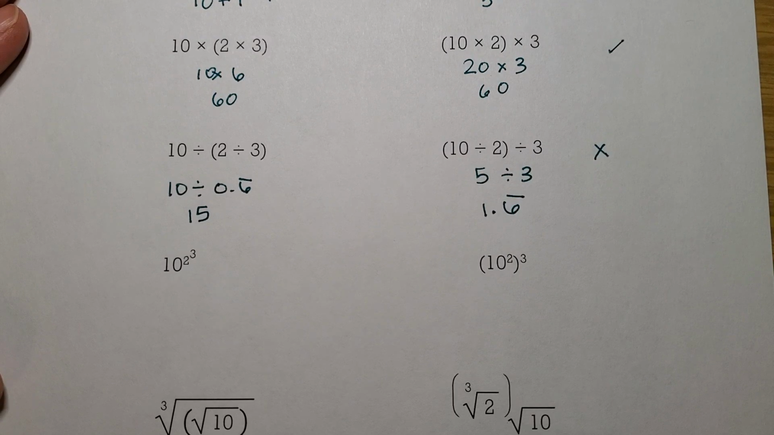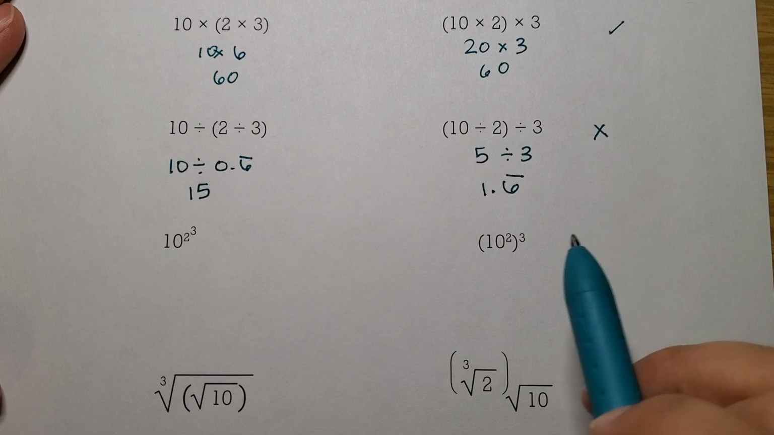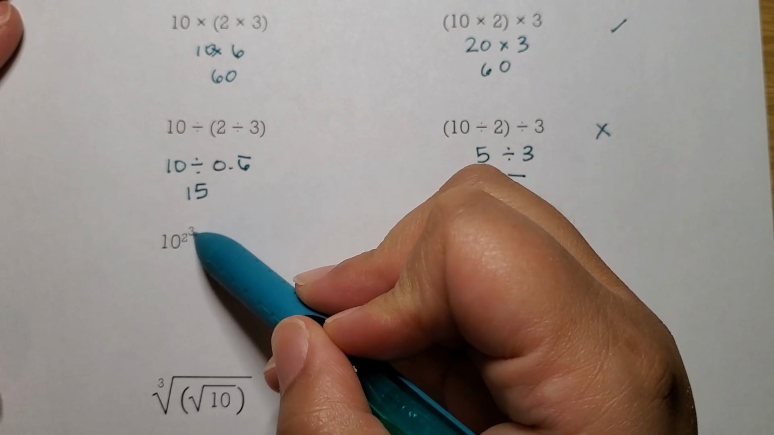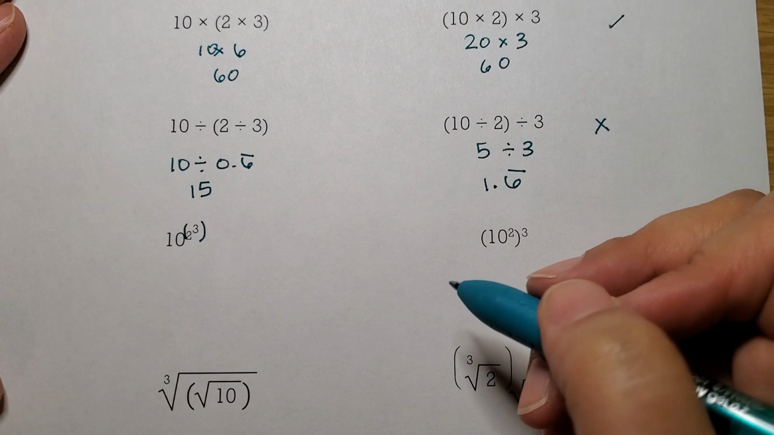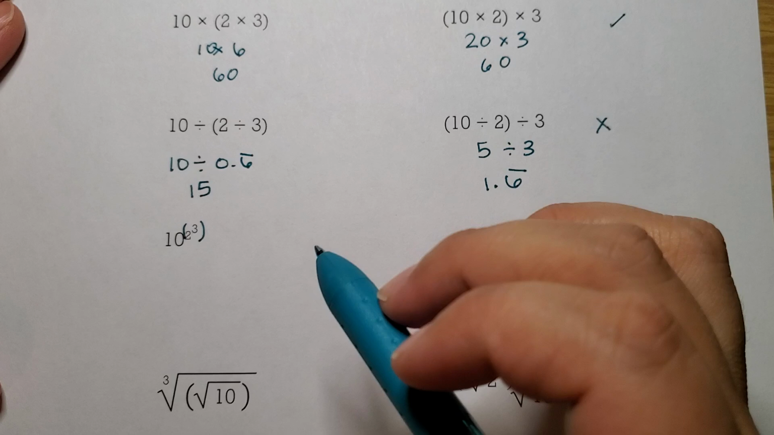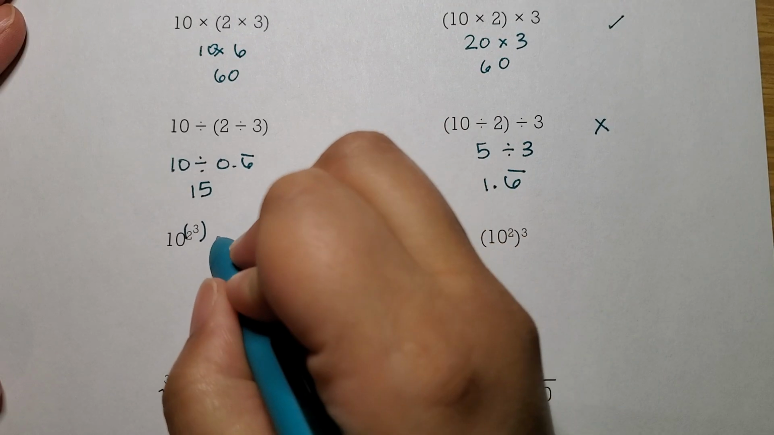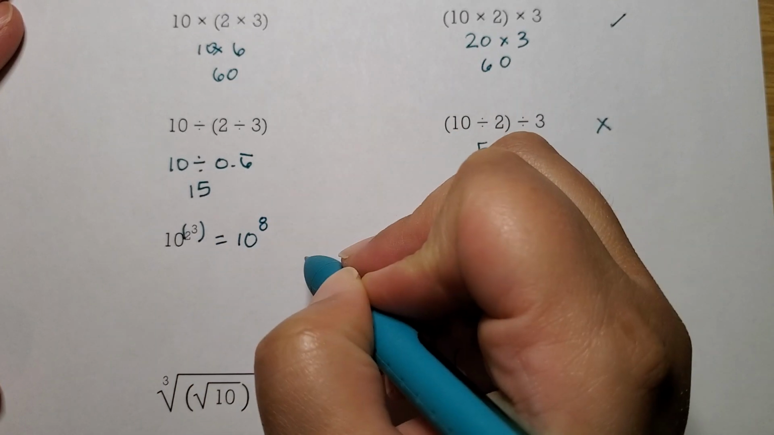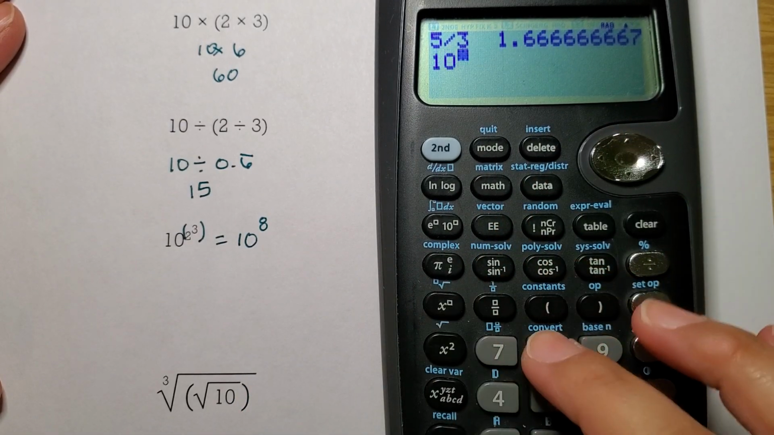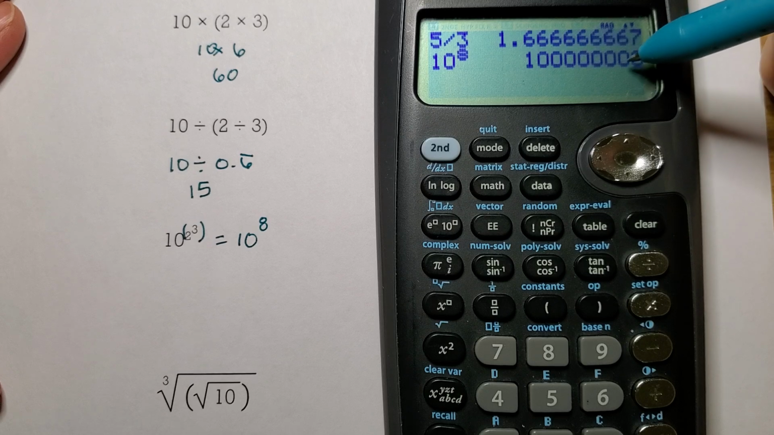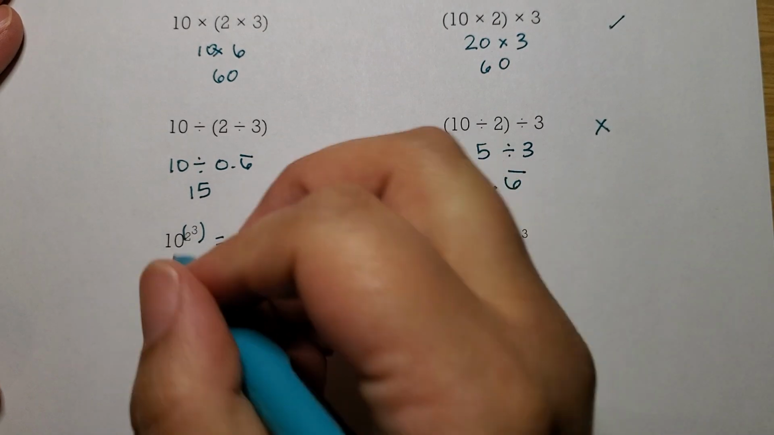Okay, how about exponents? So here, if I follow my order of operations, I'm going to do things that are up in the exponent land first. Remember, there's implied grouping here. So 2 to the third power is 2 times 2 times 2. So 2 times 2 is 4, times 2 is 8. So this is 10 to the 8th. That should be a 1 with 8 zeros, but let's check. 10 to the 8th power. 1, 2, 3, 4, 5, 6, 7, 8. Yep, 1 with 8 zeros.